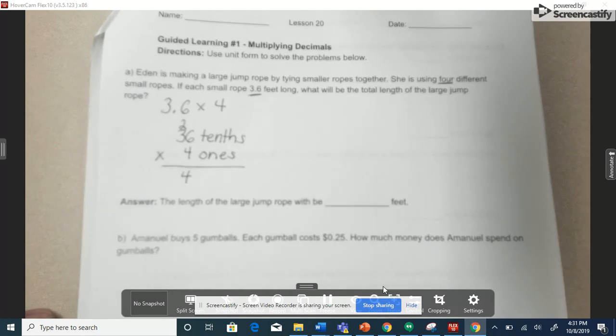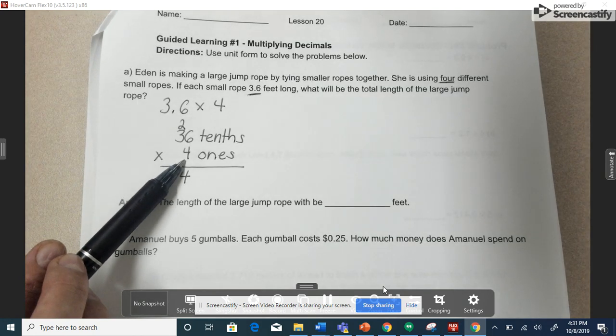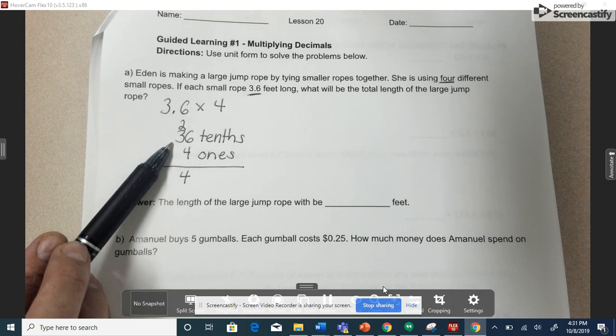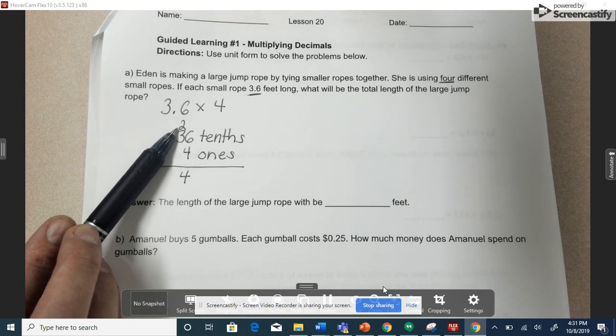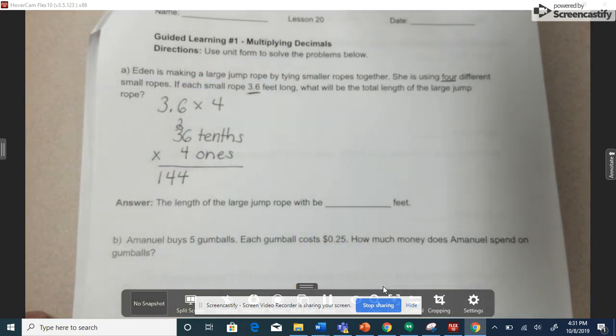Now that I've carried over the 2, I'm going to multiply the ones place times the tens place. So 4 times 3 is 12. I'm going to add the number I carried over. So 12 plus 2 is 14. So I'm going to write 144.